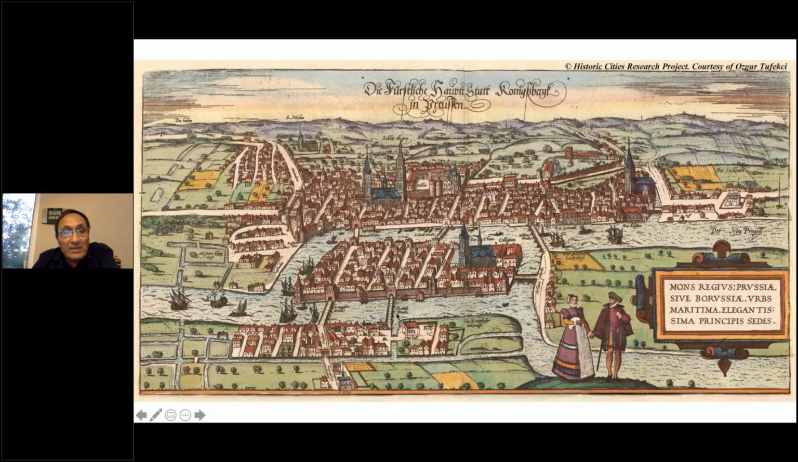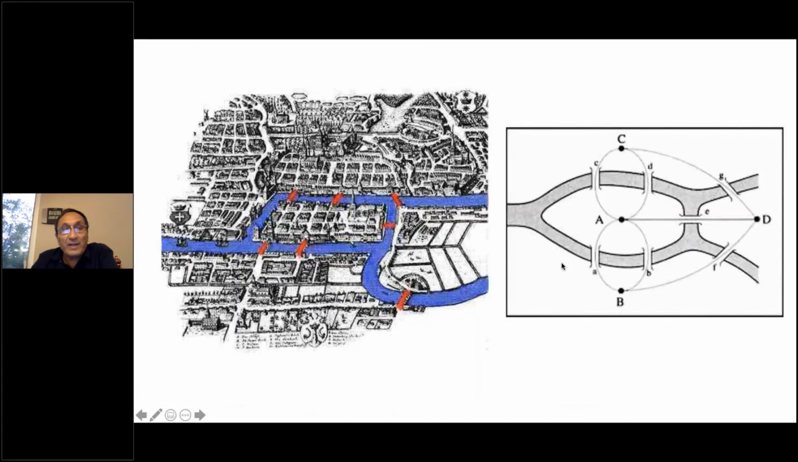Yeah, I think I missed the bridge here somewhere. Oh, here it is. 1, 2, 3, 4, 5, 6. There should be 7 anyway. And here they are. Yeah. So there are these bridges.